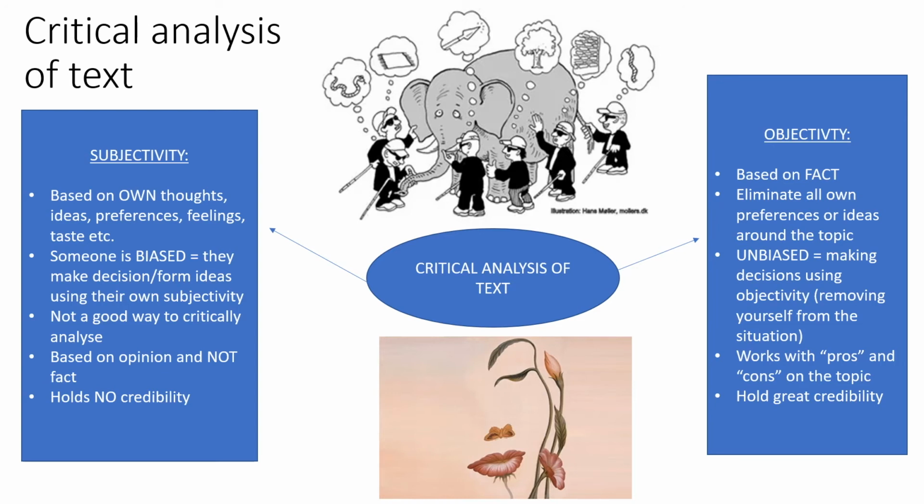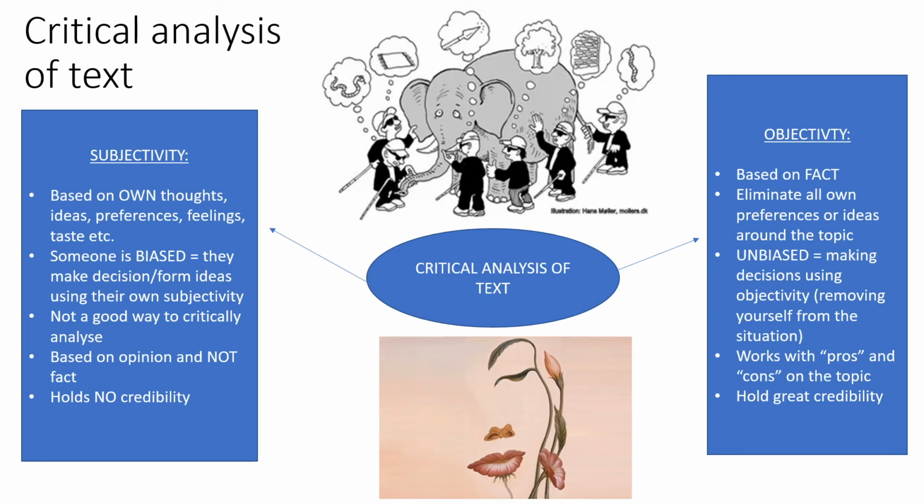Subjectivity. This is based on your own thoughts, ideas, preferences, feelings, taste, etc. Someone is biased. It means they make decisions forming and using their own subjective ideas. They have not gone further and looked at what information they could find. It is not a good way to critically analyze, and it's based on opinion and not fact. It also holds no credibility because we do not have evidence to back up any type of opinion.